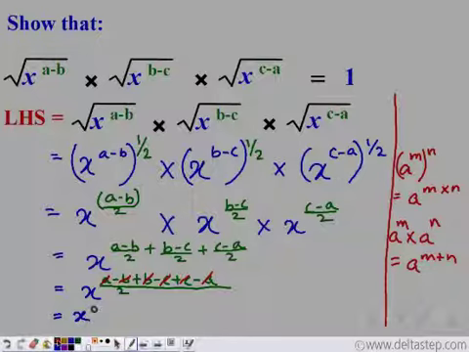We know any non-zero number raised to the power 0 is equal to 1. So x to the power 0 is equal to 1, which is what we have on the right hand side. So LHS is equal to RHS. So we have proved that this is equal to 1.